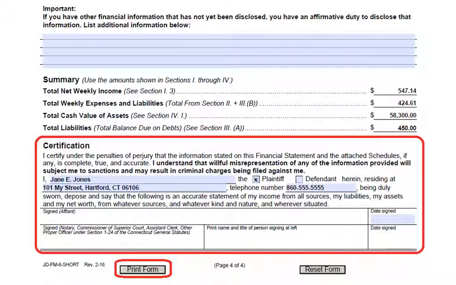Make copies to send to the other party or parties and one to keep for yourself. File the original signed form with the clerk's office.